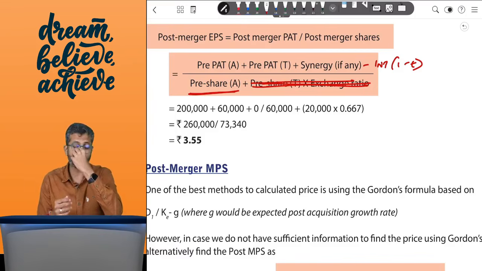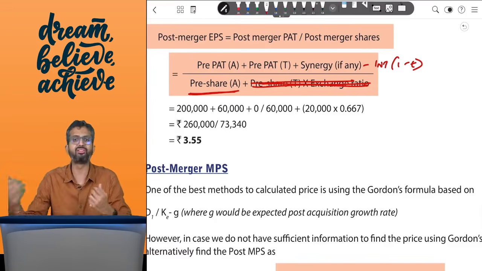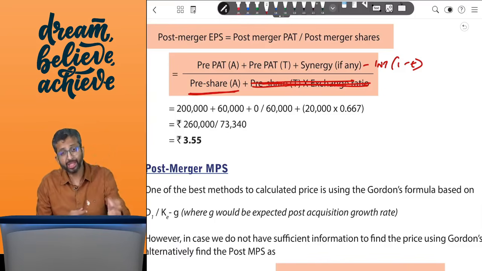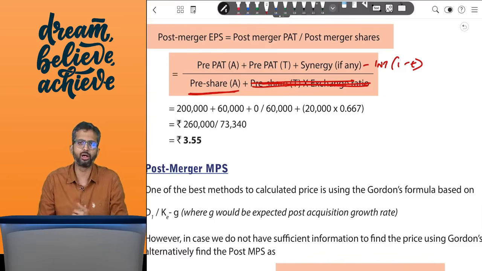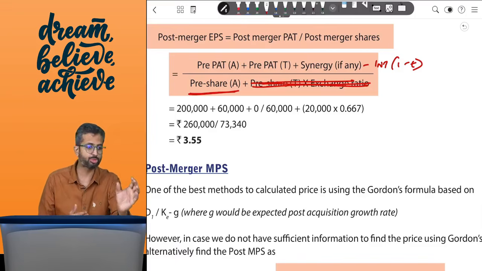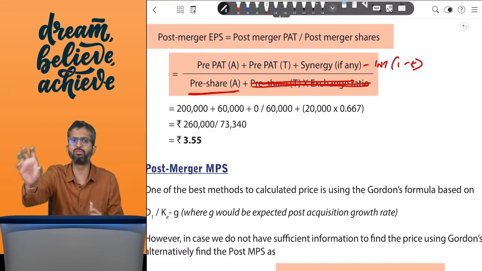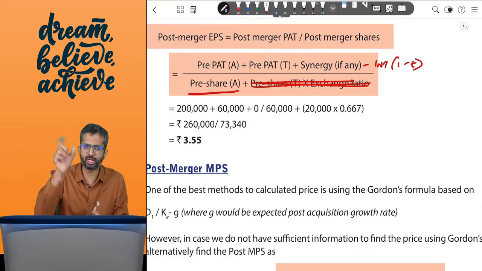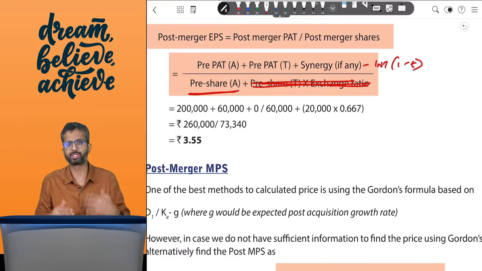If data is given on what will be the post merger market cap, like the target's market cap remaining the same or it increasing by 200, use that. But if nothing is given, then you can find the post merger market price using an alternative method, that is post merger EPS into post merger P will give you the post merger market price. Ideally the best valuation method is Gordon's formula, D1 by K minus g. If it is possible, take that.